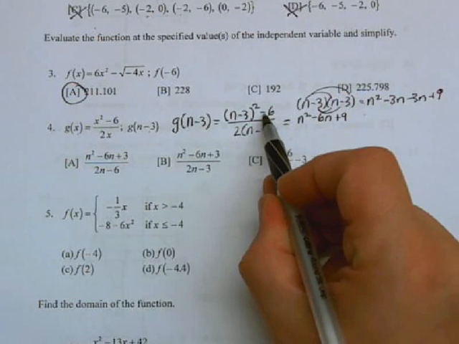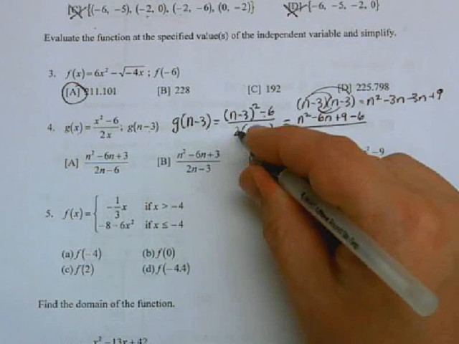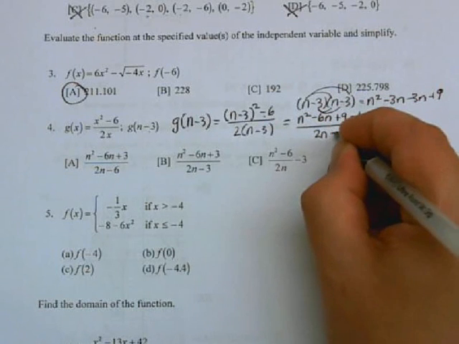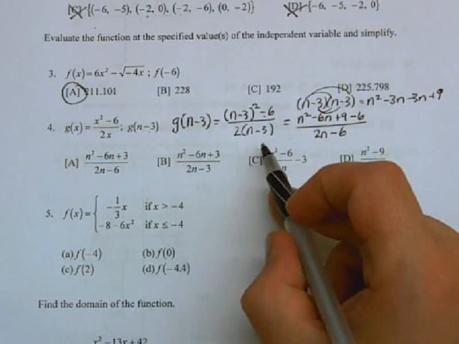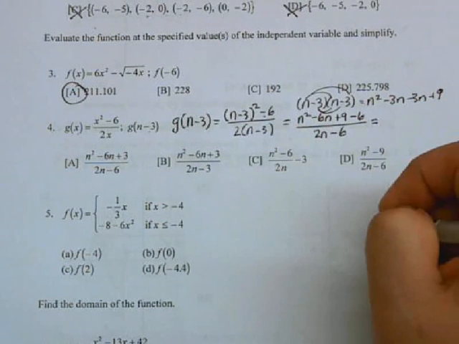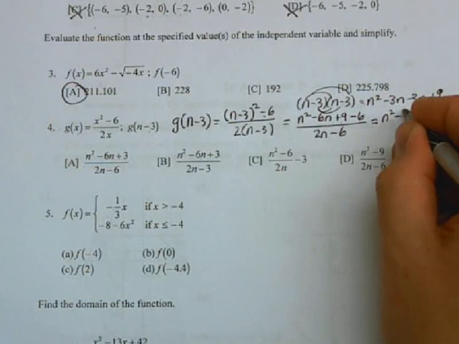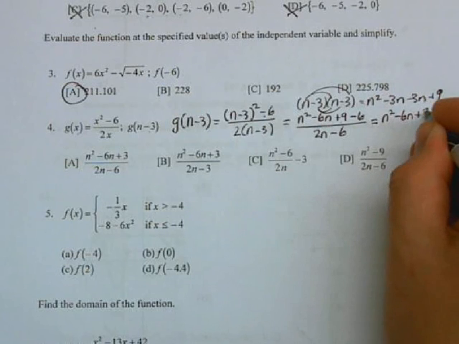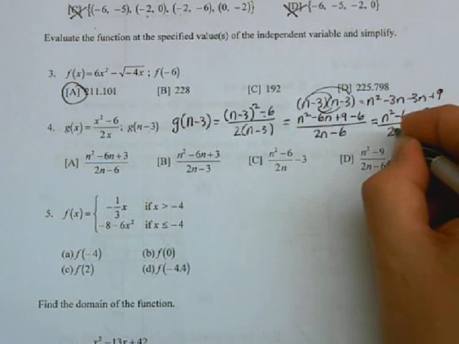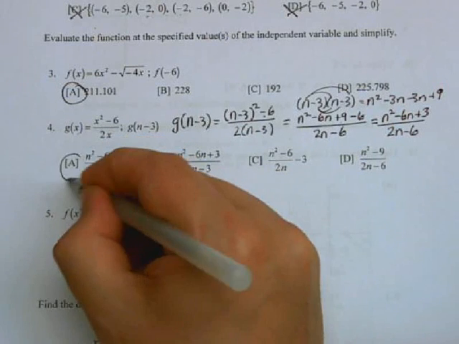Then we've got -6 all over 2n minus 6. I just used the distributive property here. Combining the like terms, I get n squared minus 6n plus 3 divided by 2n minus 6, and we see that as response A.